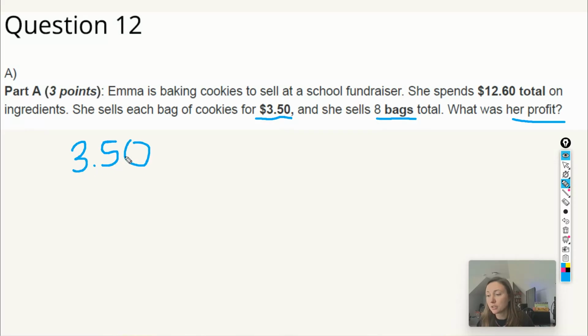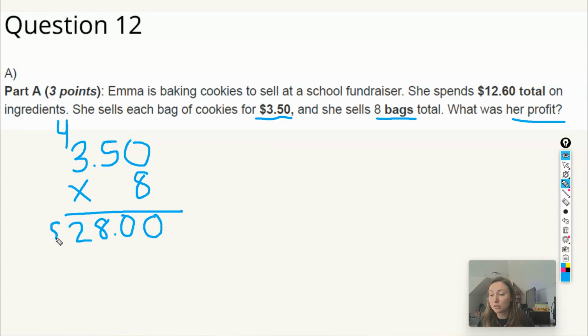So first I would figure out how much money she made. She sold each bag for $3.50, so times 8 bags total. And 0 times 8 is 0, 5 times 8 is 40, and then 3 times 8 is 24, plus 4 is 28. So she made $28, but then to figure out her profit, we have to subtract how much she spent on ingredients.